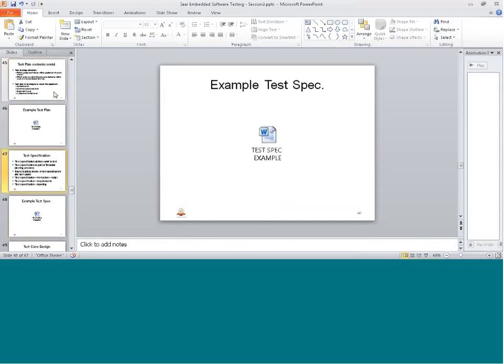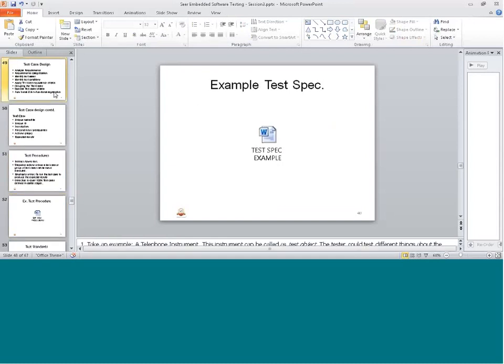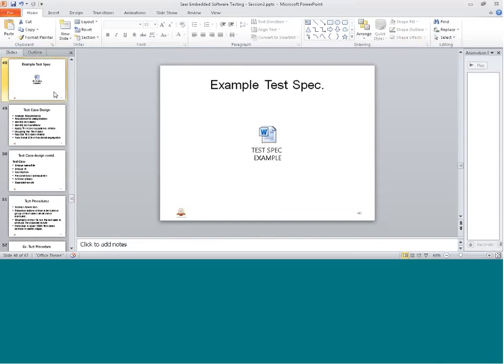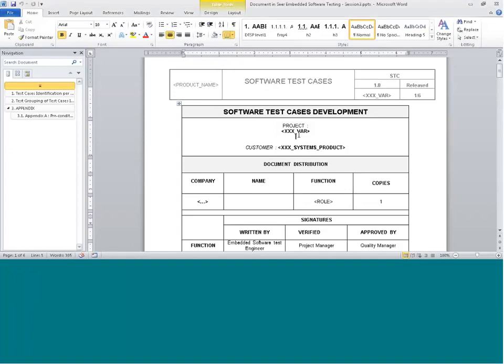So this is about test specification, and I will go through a test specification example, and later we will touch base on the test case design. Of course, the test case design is part of the test specification itself. This is typically a test case development specification, or test specification, as it's called.